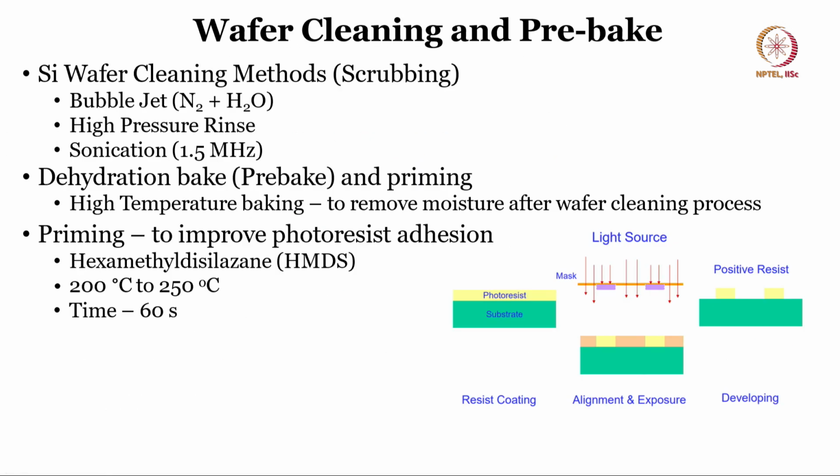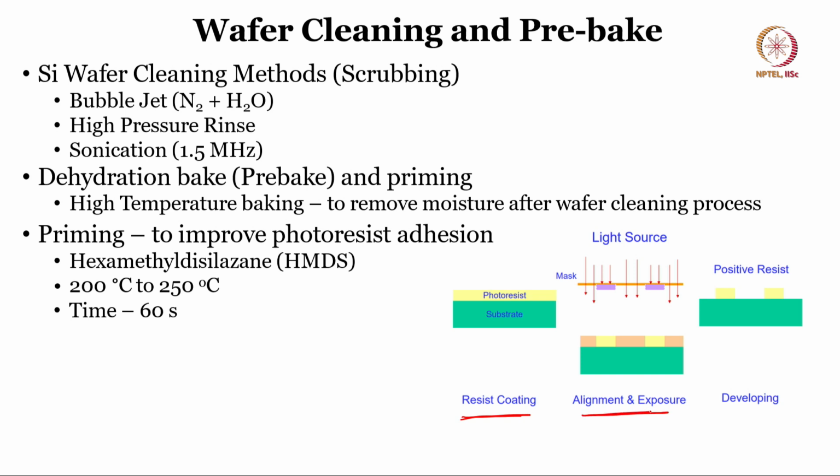So, as I told you, the first step is wafer cleaning and pre-bake, and you can see that the wafer cleaning methods can be bubble jet, high pressure rinse, followed by sonication, and the dehydration bake or pre-bake is used to remove the moisture after the wafer cleaning process. The primer is used to improve the adhesion of the photoresist. The primer is HMDS or hexamethyldisilazane. After coating the primer, you have to heat the wafer at 200 degree centigrade to 250 degree centigrade for about 1 minute.